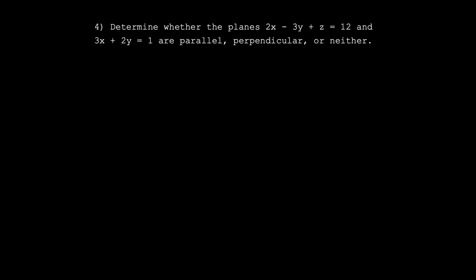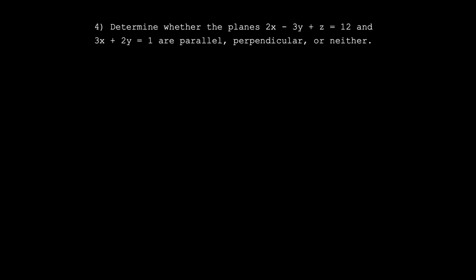Now, what if this was between planes? Determine whether the planes 2x minus 3y plus z equals 12, and 3x plus 2y equals 1 are parallel, perpendicular, or neither. For planes, we want to take a look at their normal vectors. Their normal vectors will tell us if the planes are parallel, perpendicular, or not.